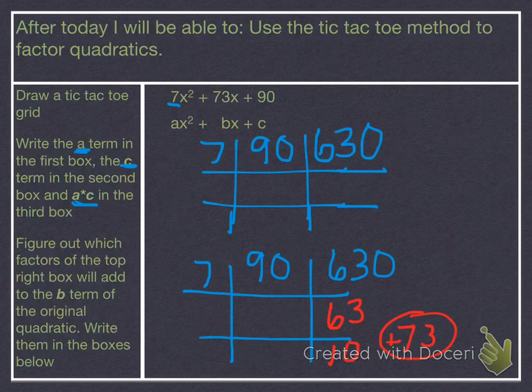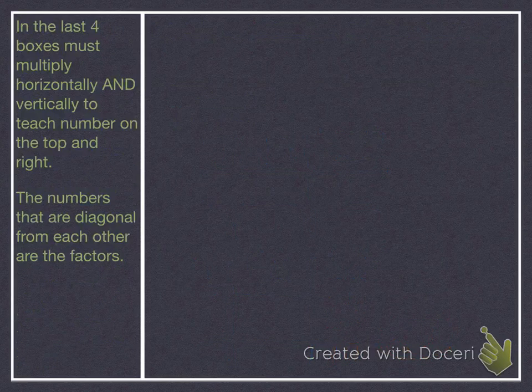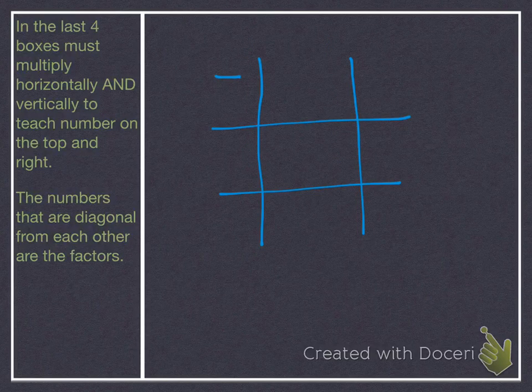Now let's move on to the next page. I've got my box again. I've got my box: 7, 90, 630, 63, and 10.